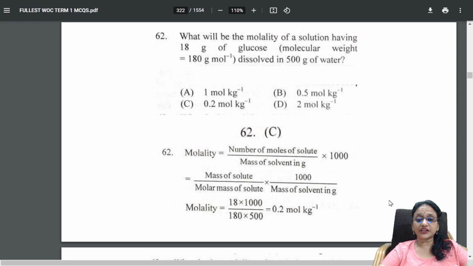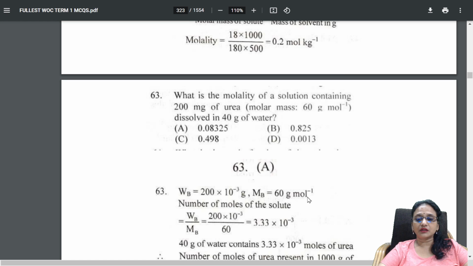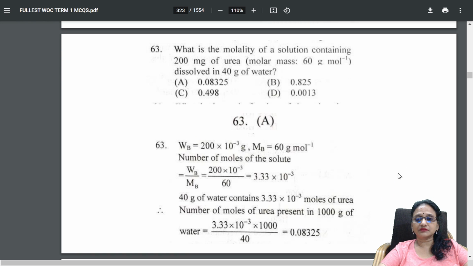A solution of glucose dissolved in 500 grams of water. So the number of moles you will calculate separately. 500 grams is the given weight. So you can write it in this. That is your solvent weight. Then one more question where you can practice it.